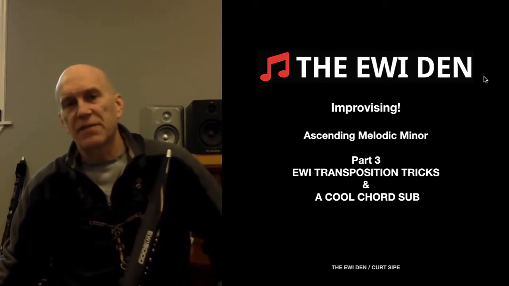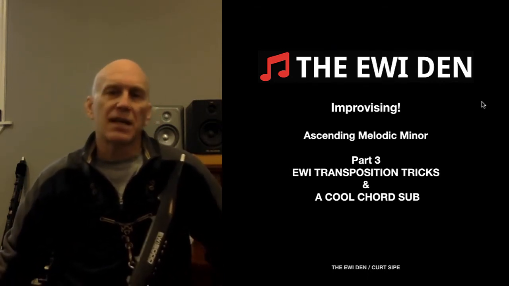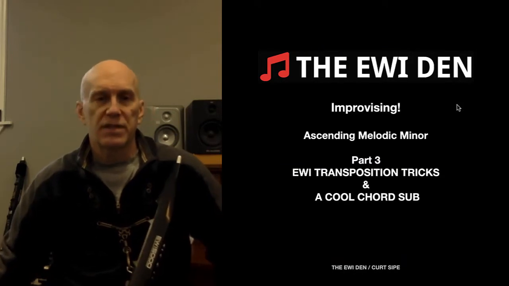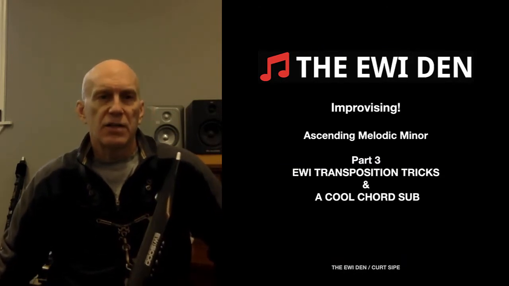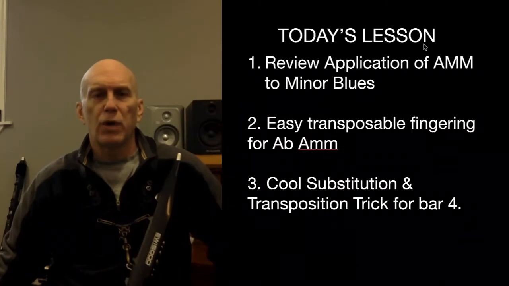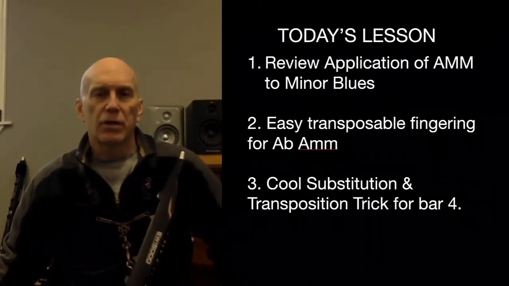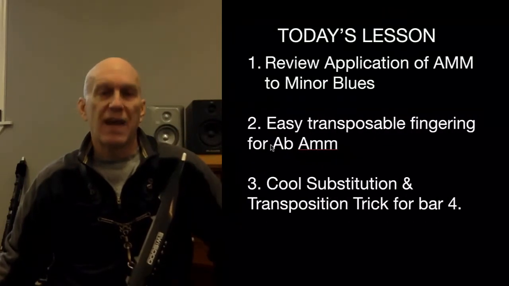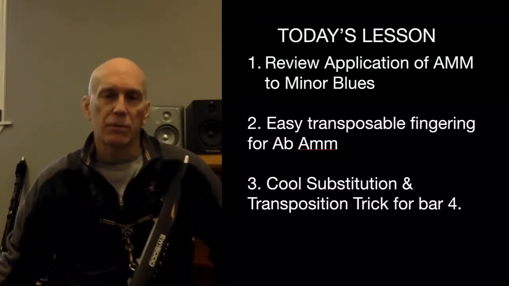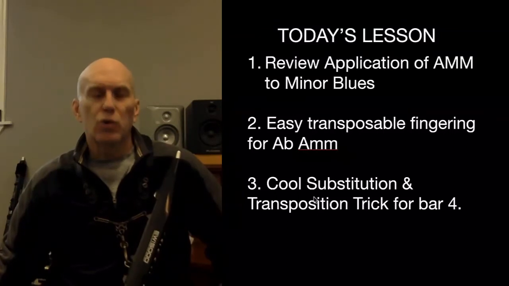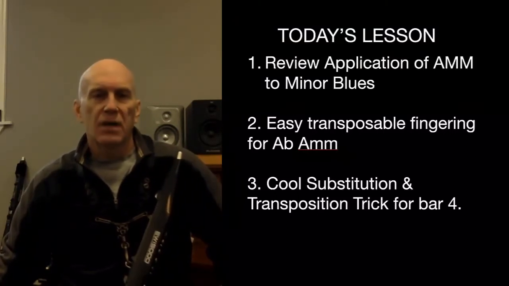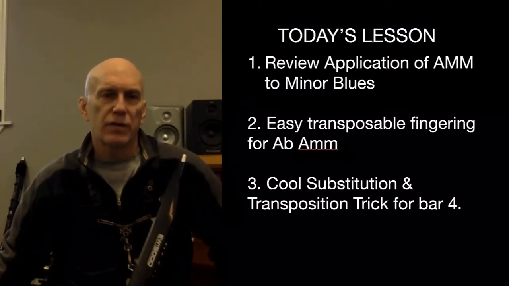We are studying improvisation and we are looking at ascending melodic minor, and this is part 3 of the series. And here's what we're going to go over today. We're going to review applying ascending melodic minor to each measure of the blues, and then we're going to look at an easy way to transpose A flat ascending melodic minor to a more comfortable fingering, and look at a cool chord sub for bar number 4 and a way to transpose to that.